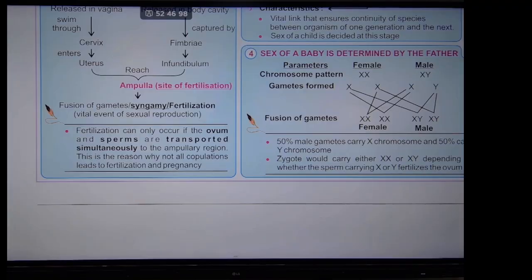There's something mentioned here, guys. Fertilization can only occur if the ovum and sperms are transported simultaneously to the ampulla region. This is the reason why not all copulations lead to fertilization and pregnancy. The ovum has a lifespan of not more than 1 to 2 days, and once the sperm has entered the female reproductive tract, its maximum lifespan is 48 to 72 hours. For fertilization to take place, both the gametes have to reach the ampulla at the same time, only then does pregnancy occur.